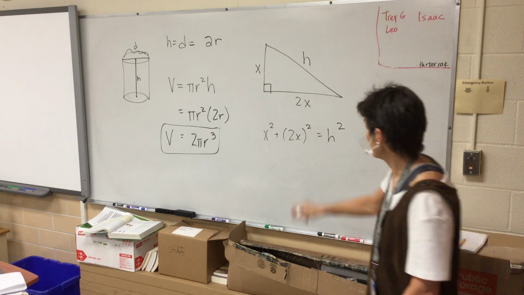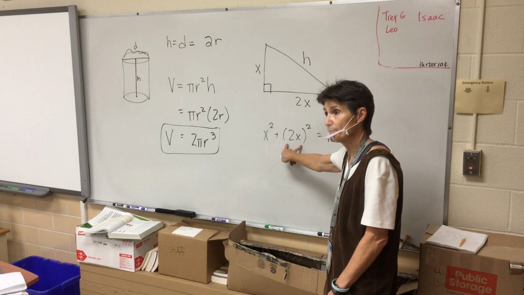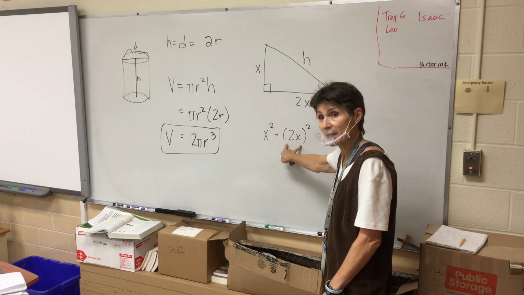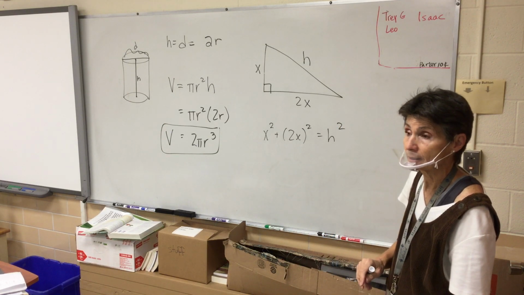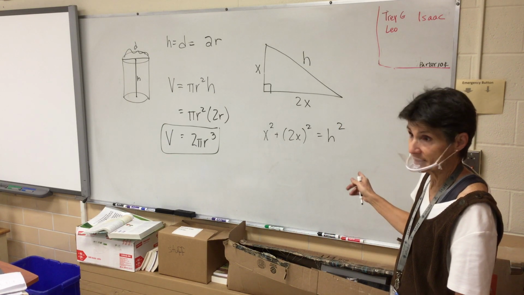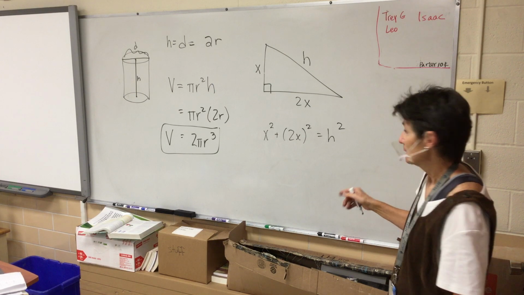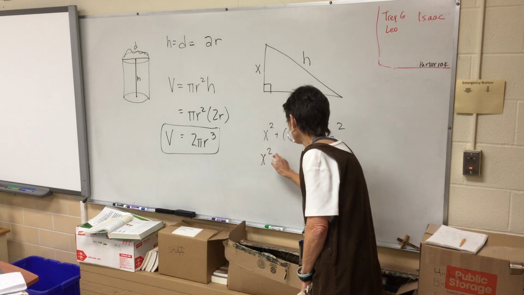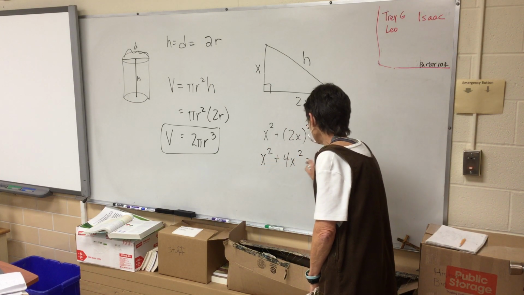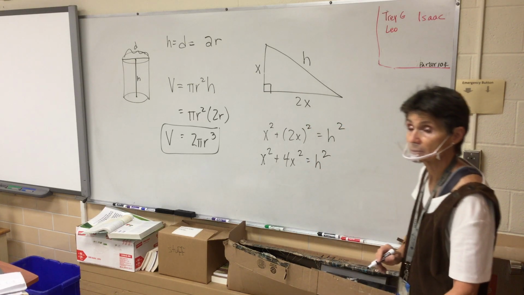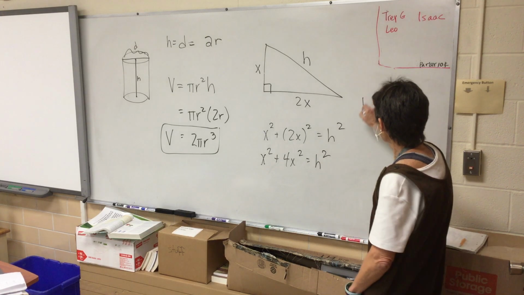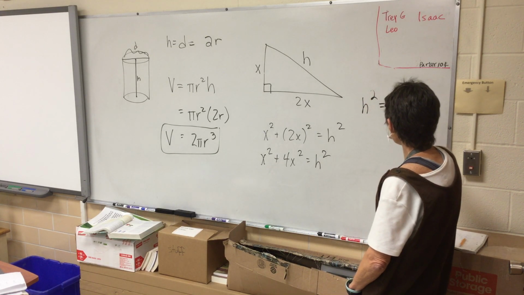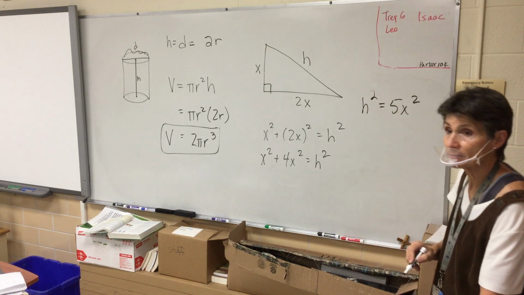Biggest mistake that's made is kids forget this right here. You gotta put that in parentheses because you are squaring the whole thing. That's just the Pythagorean theorem, right? Okay, so x squared plus 4x squared equals h squared. So h squared equals 5x squared. Is that okay with everybody?